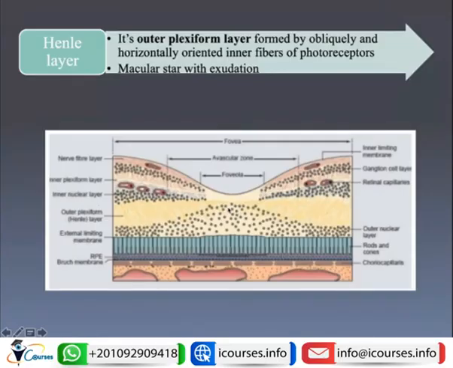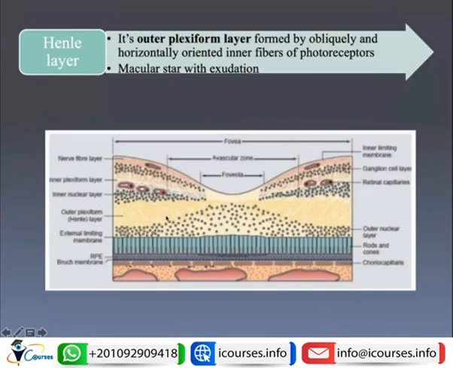So it is a very common question in the exam: what is the Henle layer? The Henle layer is just the outer plexiform layer that is formed from the inner fibers of the photoreceptors, which become horizontal and oblique due to the pushing of the central cones, or the increasing density of the central cones.